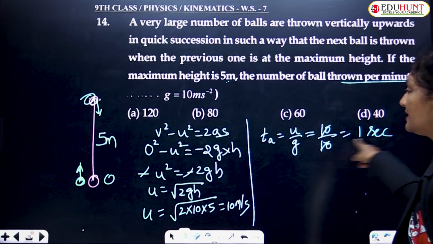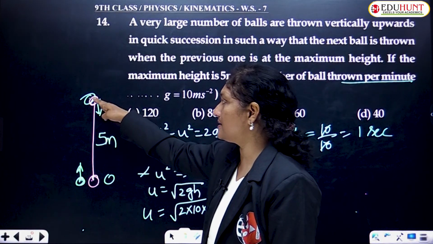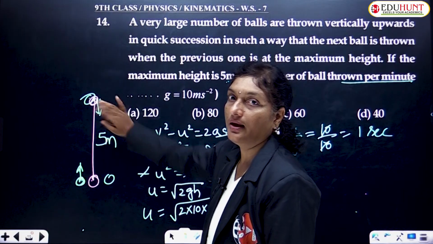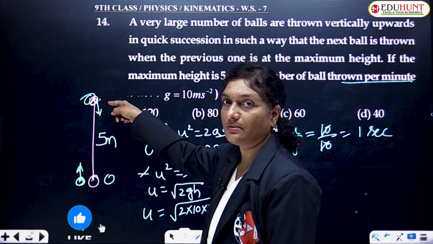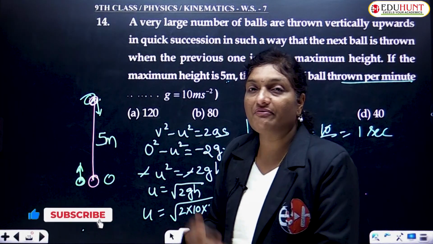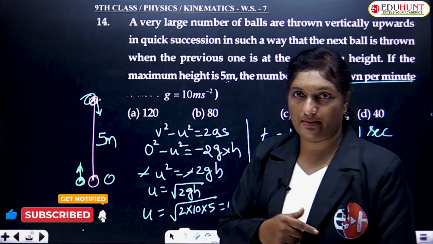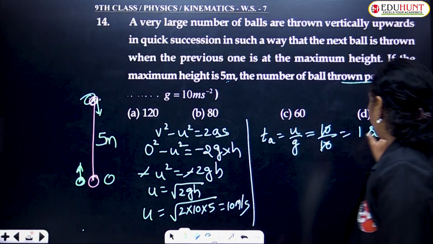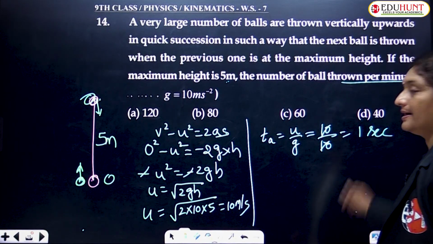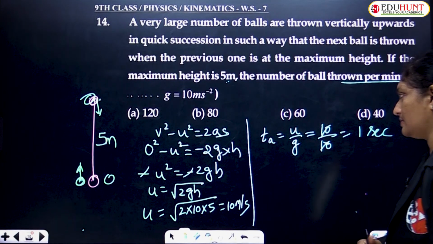In every second, one ball is thrown. So, after 1 second, when this ball reaches maximum height, the second ball is thrown. Again, when the second ball reaches maximum height, after 1 second, the third ball is thrown. So every ball is being thrown after every 1 second. Every ball takes 1 second to reach the maximum height, and immediately the next ball is thrown.